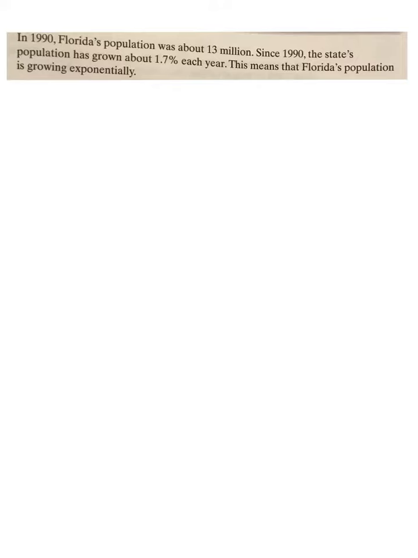Let's look at this scenario. In 1990, Florida's population was about 13 million. Since 1990, the state's population has grown about 1.7% each year. This means that Florida's population is growing exponentially. Why? Because it's growing at a percentage every year. So on year one, it starts at 13 million, and you have to take 1.7% of that and add it. The next year, it's whatever the year before was, plus another 1.7% of that year. So you get this sort of compounded effect that it's going to continue growing at an incredible rate per year.